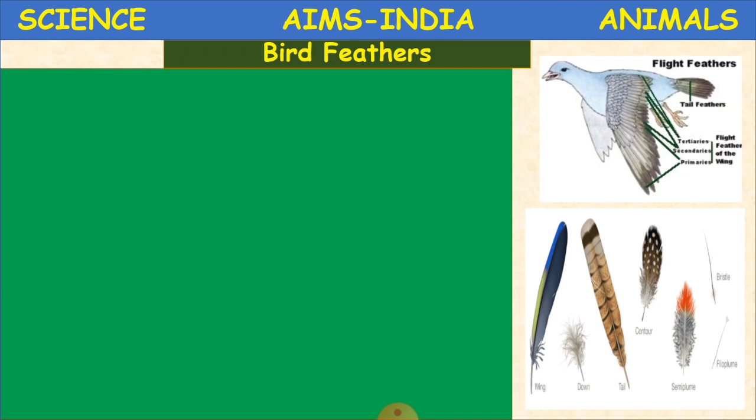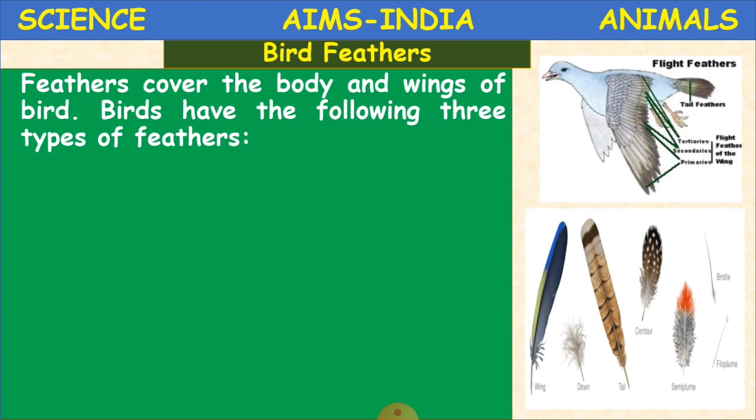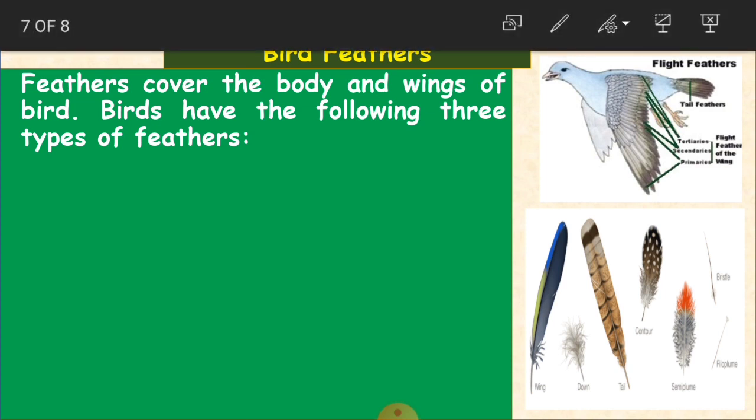Regarding bird feathers, have you seen, children, feathers of the bird? You can see them in different designs and colors, so they are very beautiful to watch. And feathers cover the body and wings of a bird. And birds have the following three types of feathers. So what are feathers, children? As you can see here in the picture, they are the covers of the body and the wings of a bird.